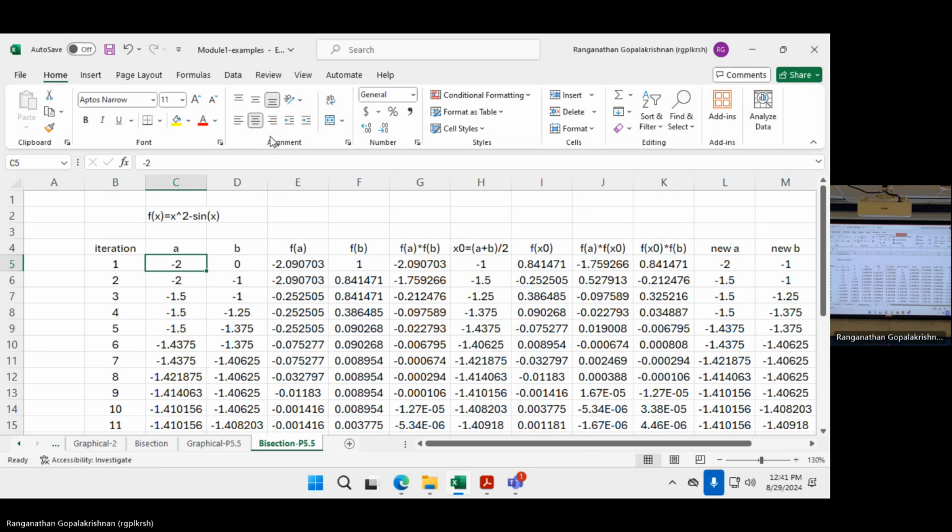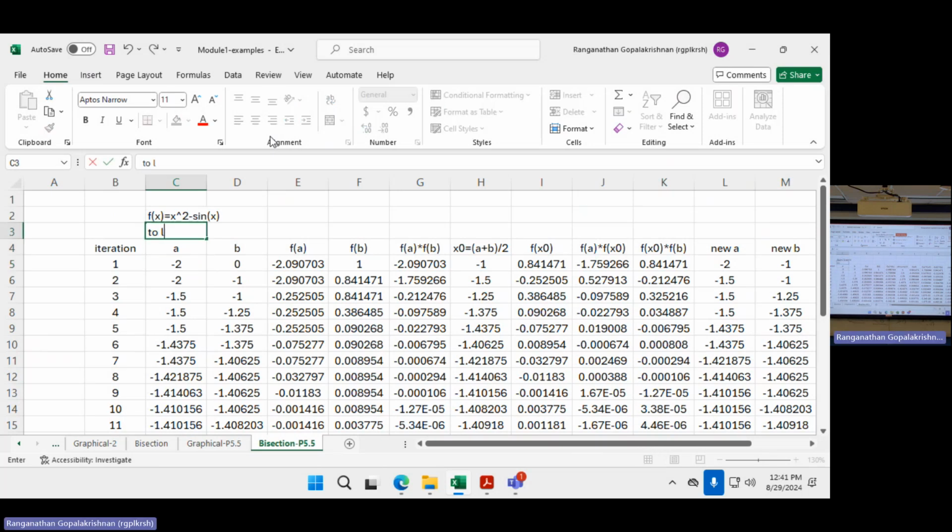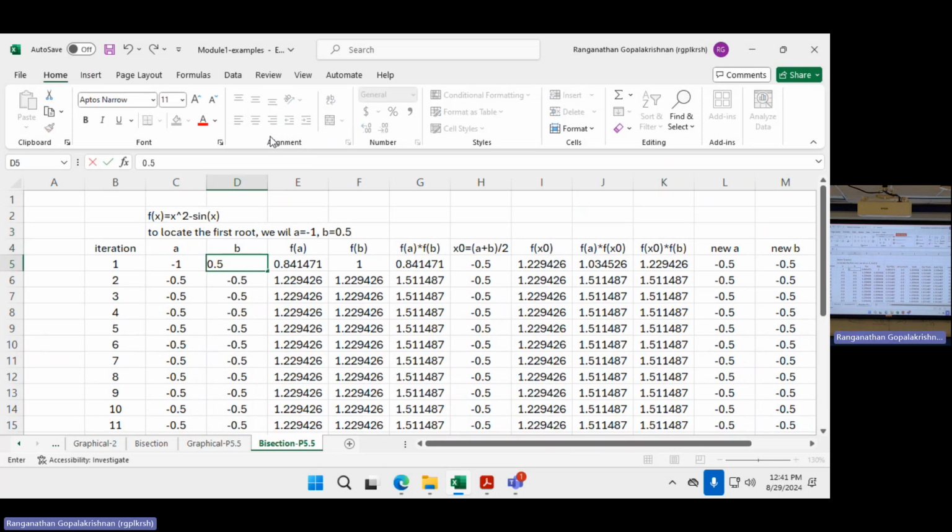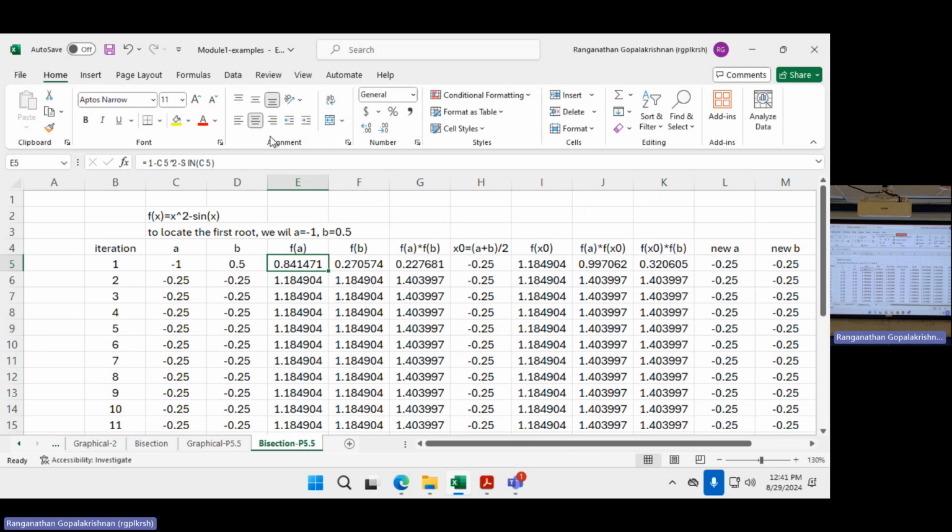Yes? You have to change a and b. That is our initial guess. What did we decide? We decided to locate the first root. We'll use a equal to -1 and b equal to 0.5. What else do we need to change?